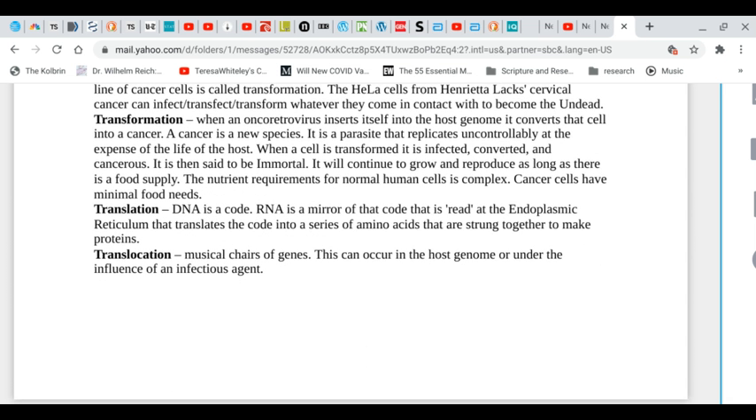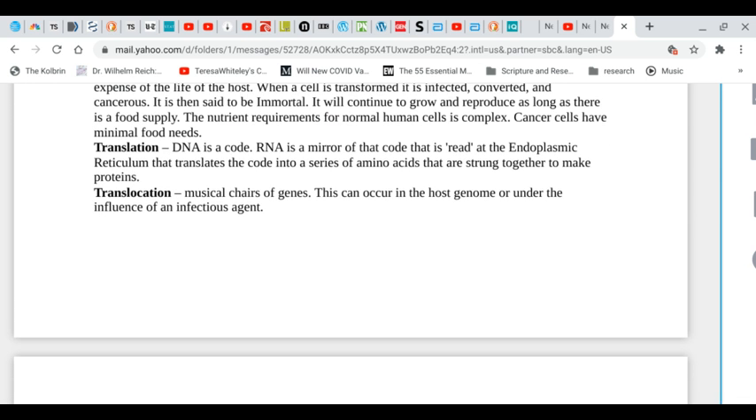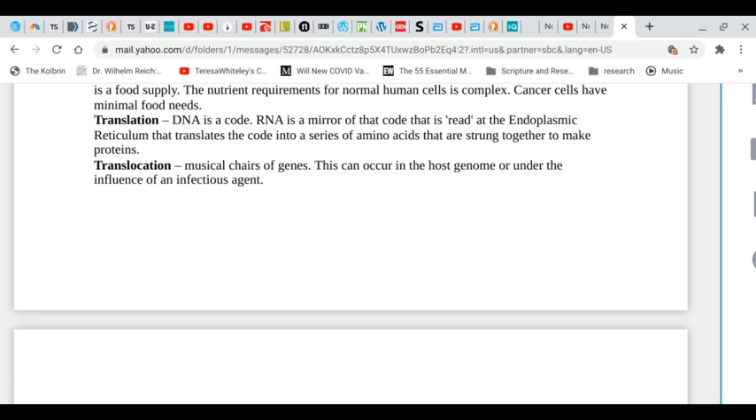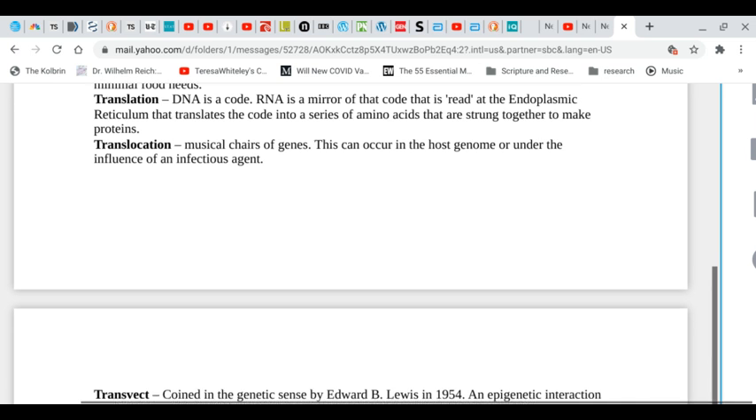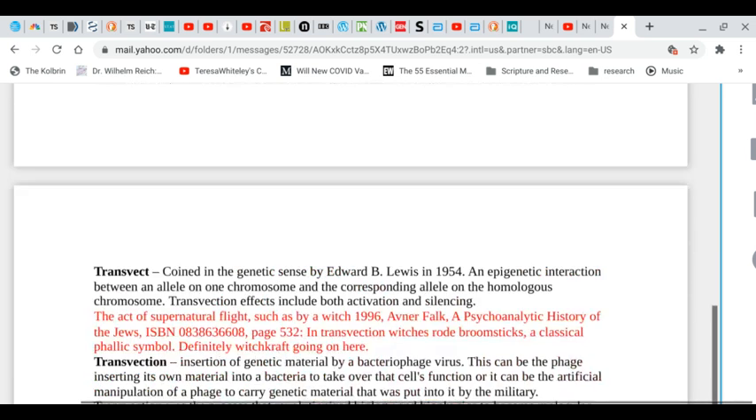Translation: DNA is a code. RNA is a mirror of that code that is read at the endoplasmic reticulum, which translates the code into a series of amino acids that are strung together to make proteins. This is literally the language of our life, of our bodies. Translocation: musical chairs of genes. This can occur in the host genome or under the influence of an infectious agent.